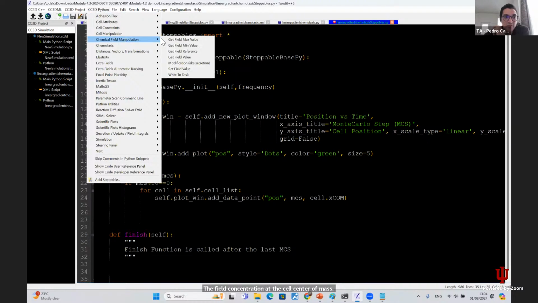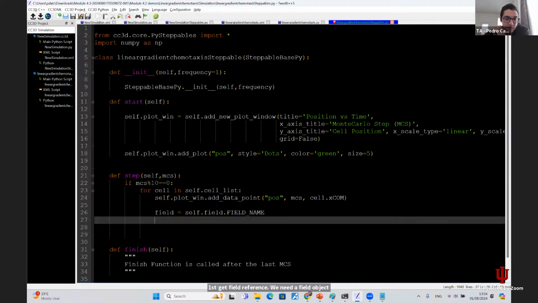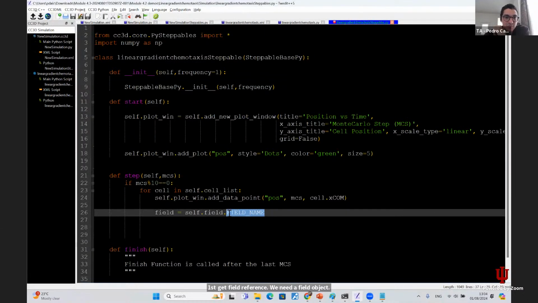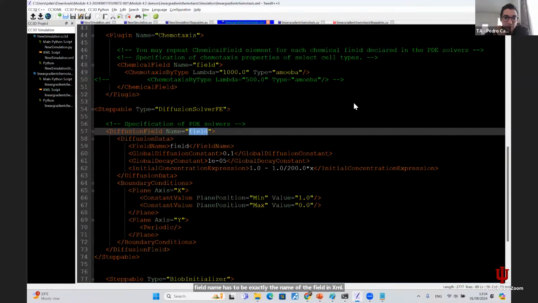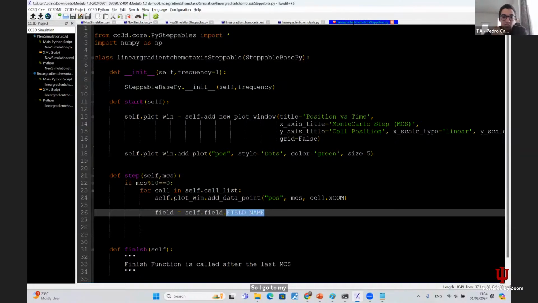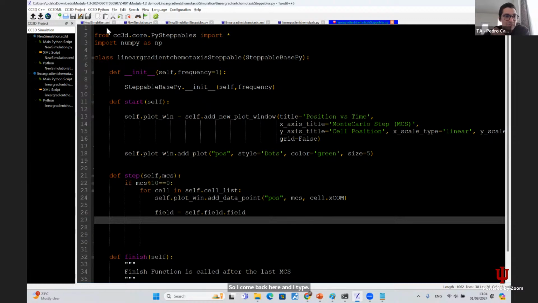Okay, chemical field manipulation. First, get field reference. We need a field object. So now I have the field reference. This field name has to be exactly the name of the field in XML. So I go to my XML, I see that the name of the field is field. So I come back here and I type field. Looks silly, field equals self.field.field, but that's how it is. Now, don't move, don't open your simulation. Keep looking at the stream.